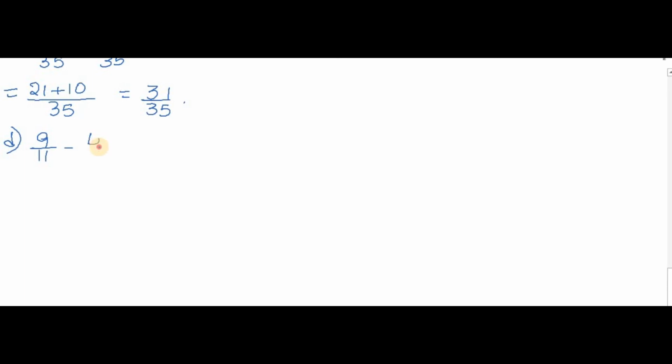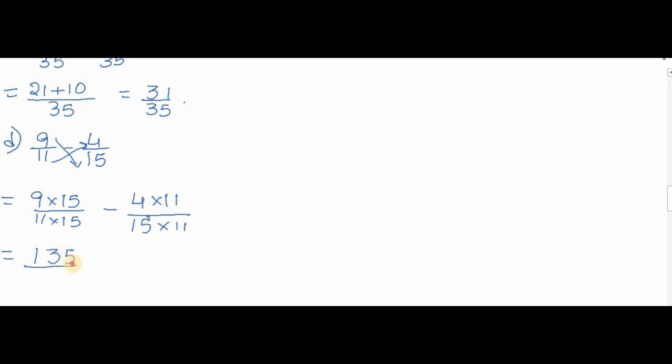9 by 11 minus 4 by 15. So here I have 2 fractions, so I can go for cross multiplication. 9 into 15 by 11 into 15 minus 4 into 11 by 15 into 11. 15 9s are 135, 15 11s are 165. If you want, you can go for multiplication either of column, no problem with that. Okay students, and here also 11 4s are 44 by 15 11s are 165.